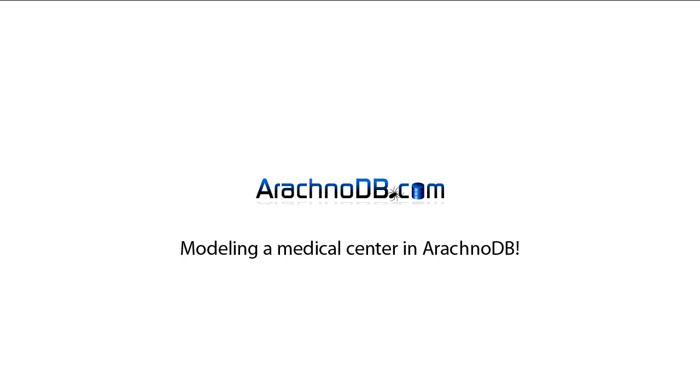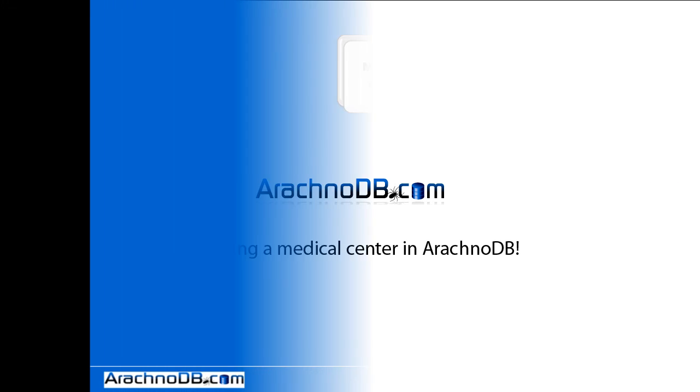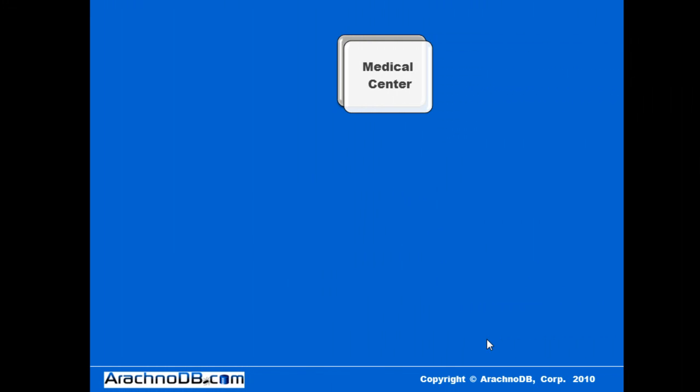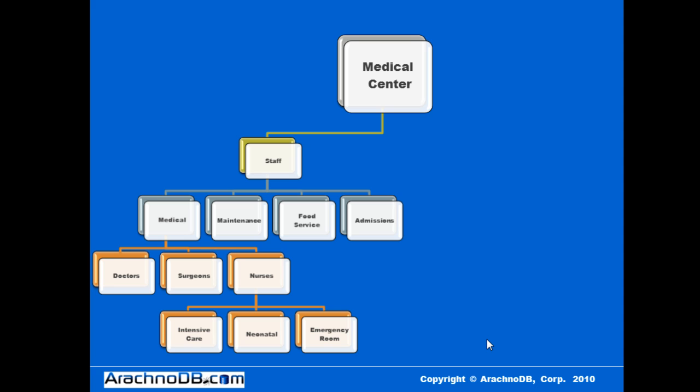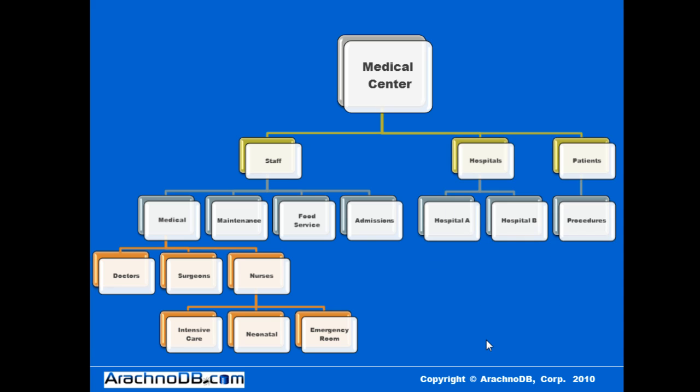This video will show you how to define a database in ArachnoDB and specifically how to model a medical center. Now, a medical center is a very complex organization. It consists of staff, such as medical, maintenance, food service, admissions, but it also has hospitals and obviously it has patients. We're going to focus on one segment of the medical center and define just one area.